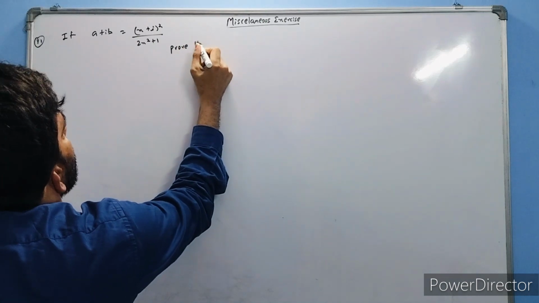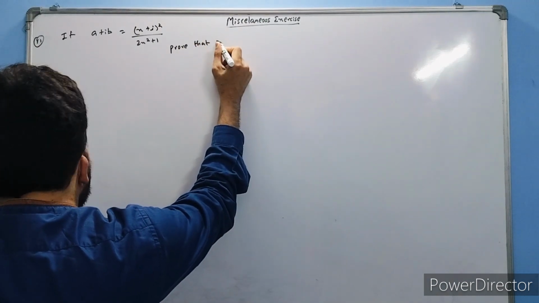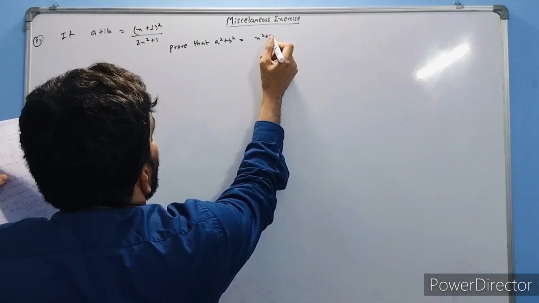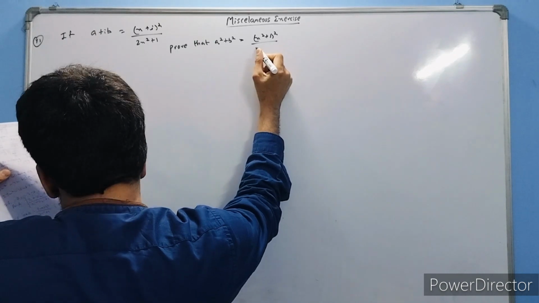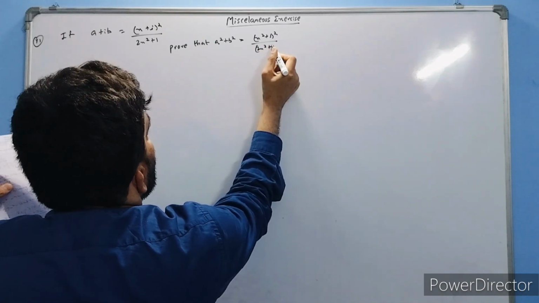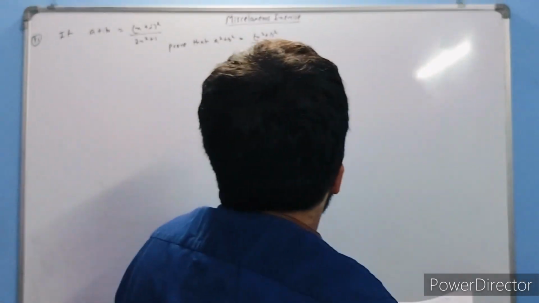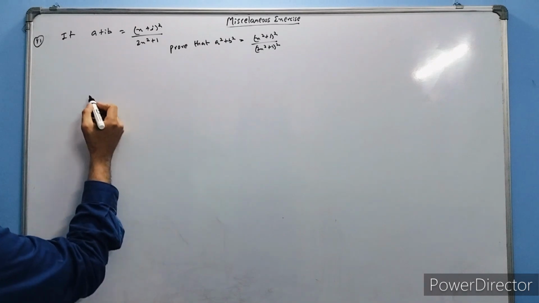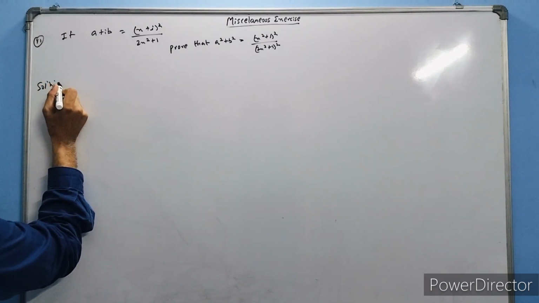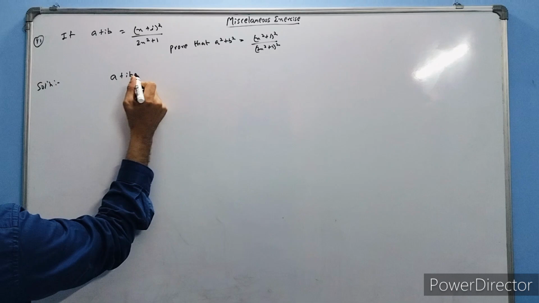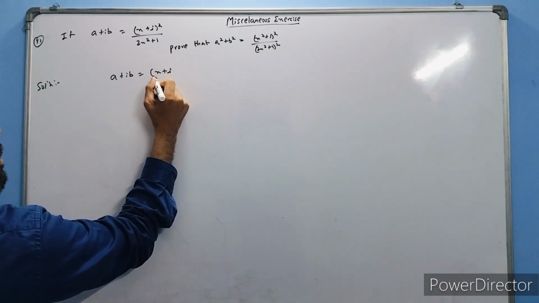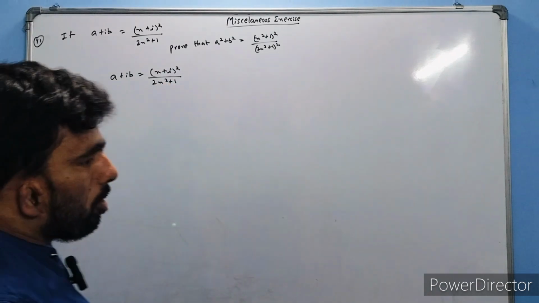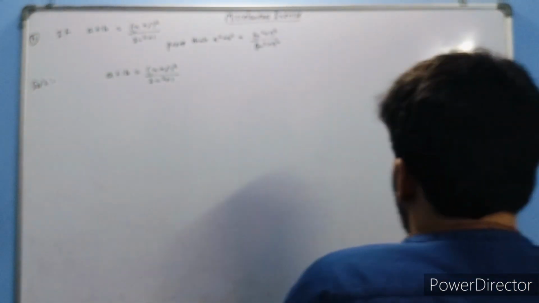Okay, so what we need to prove is that a square plus b square is equal to (x square plus 1) whole square upon (2x square plus 1) whole square. Okay, so we need to prove this. So now we have the solution. They have given a plus ib is equal to (x plus i) whole square upon 2x square plus 1. So they have given the question. Now let us try to solve.